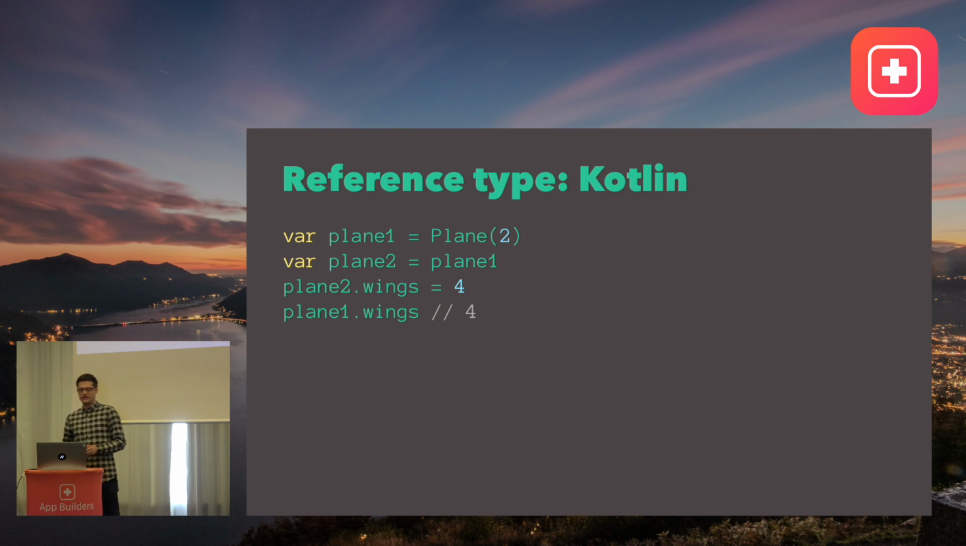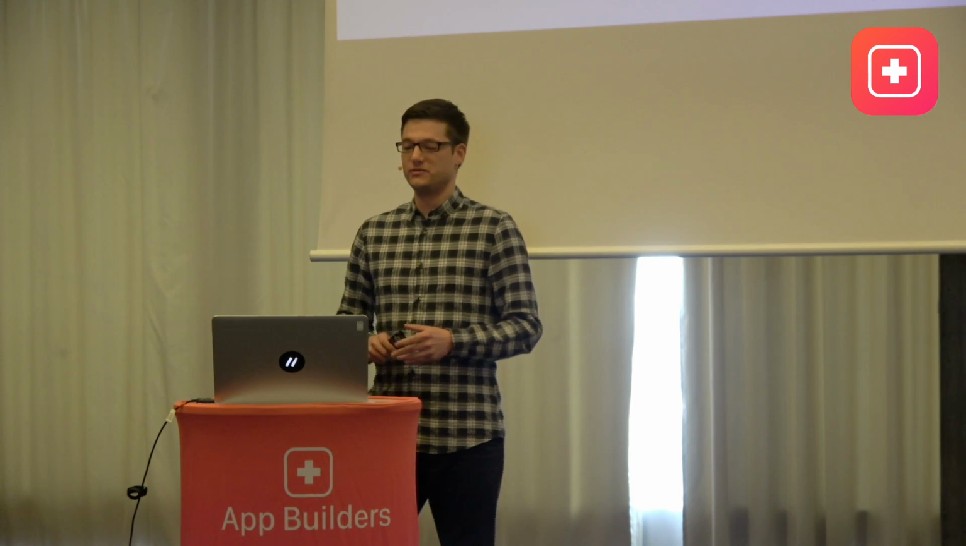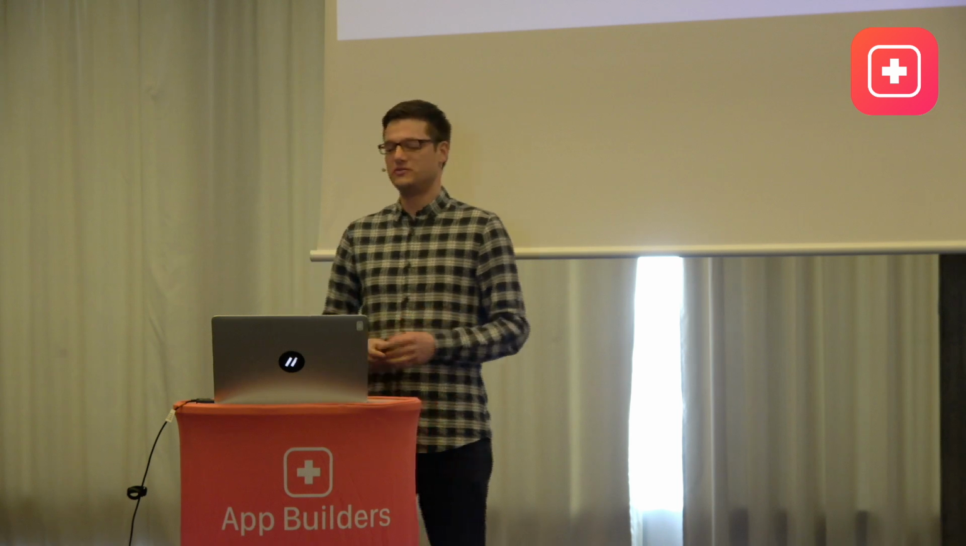That's different in Kotlin. If you do the same, then plane 1 will also have 4 wings. That's because in Kotlin it's a reference type and not value type. So when you come from Swift and do Kotlin work, be careful with that. Plane 1 and plane 2 have the same reference to only one instance. And usually when you use struct or data classes, you try to create immutable classes, so it should not be a problem. But as soon as you have mutability in your classes, then you have to be careful.